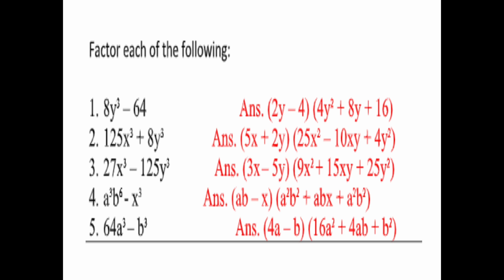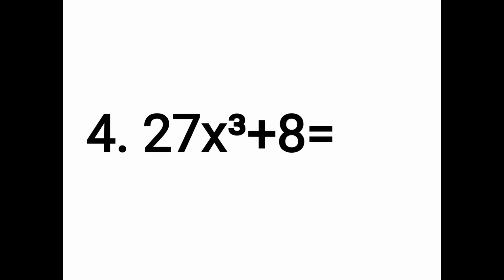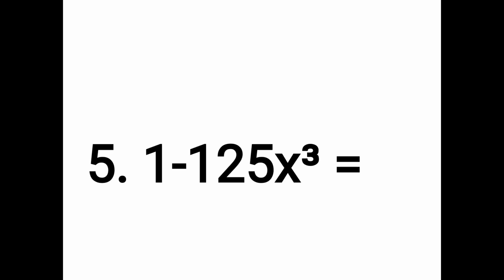So, let us factor each of the following. You will see already the answer. Just practice on how to get this answer. Okay? And then we have another problem: 27x cubed plus 8. Then 1 minus 125x cubed, on 1 whole sheet of paper.